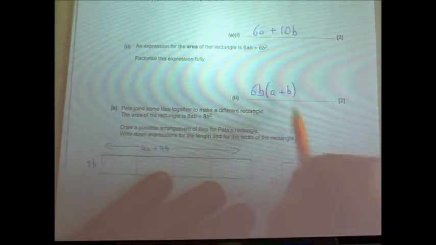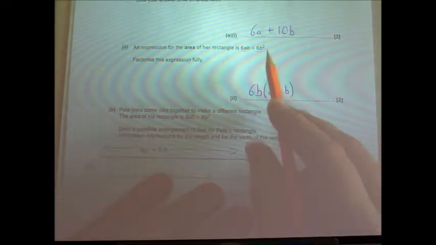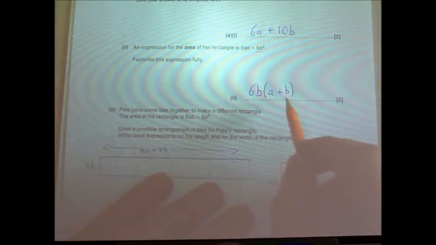Draw your brackets. 6B times what gives you 6AB? Well, 6B times A. And 6B times what will give you 6B squared? Well, 6B times B. So that is it factorised. You must know how to factorise into a single bracket before you go into your exam. Make sure you do. Part B.